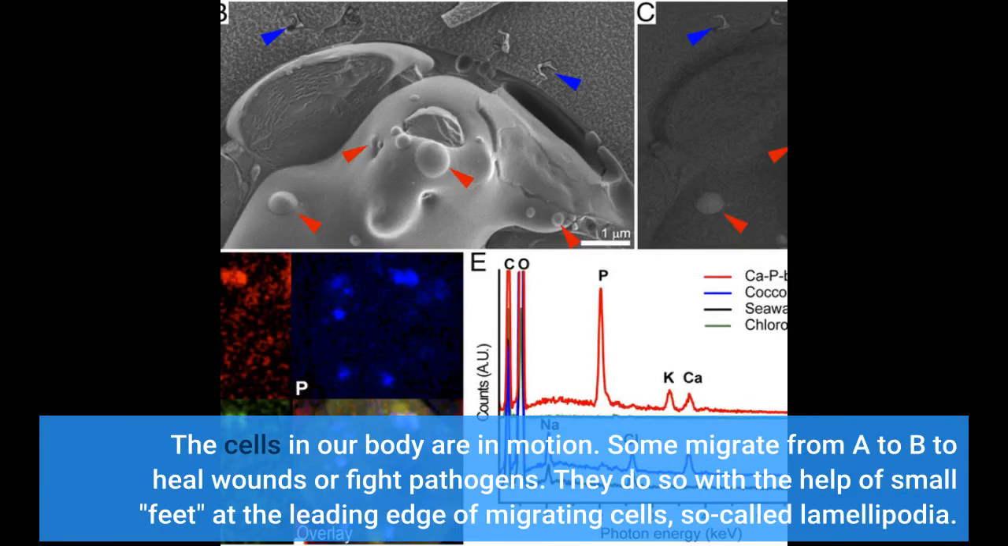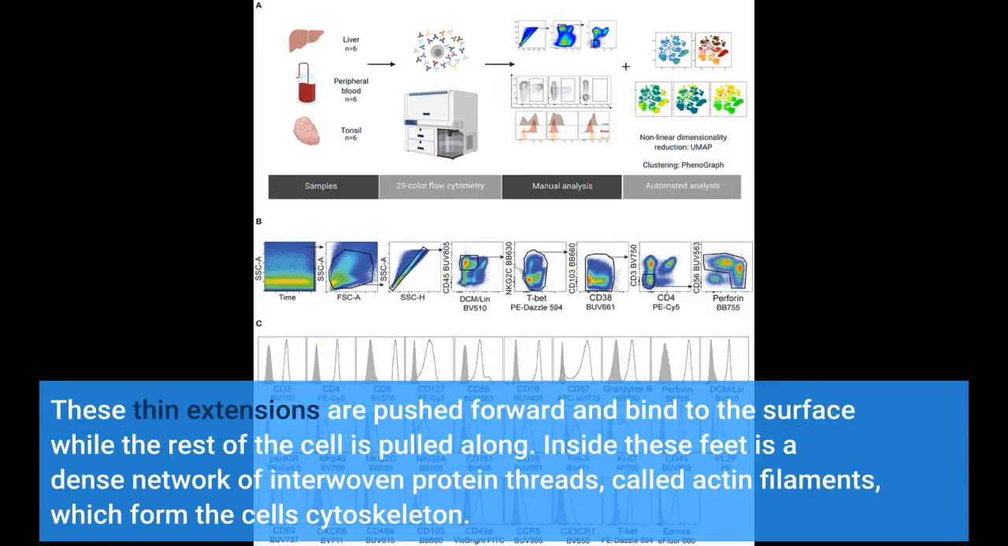The cells in our body are in motion. Some migrate from A to B to heal wounds or fight pathogens. They do so with the help of small feet at the leading edge of migrating cells, so-called lamellipodia. These thin extensions are pushed forward and bind to the surface while the rest of the cell is pulled along.